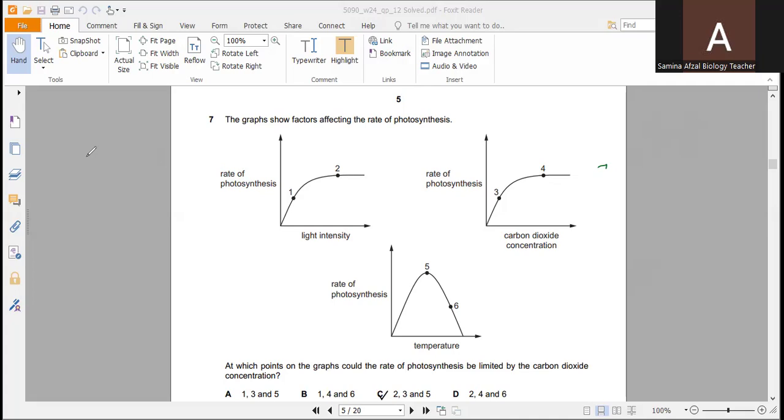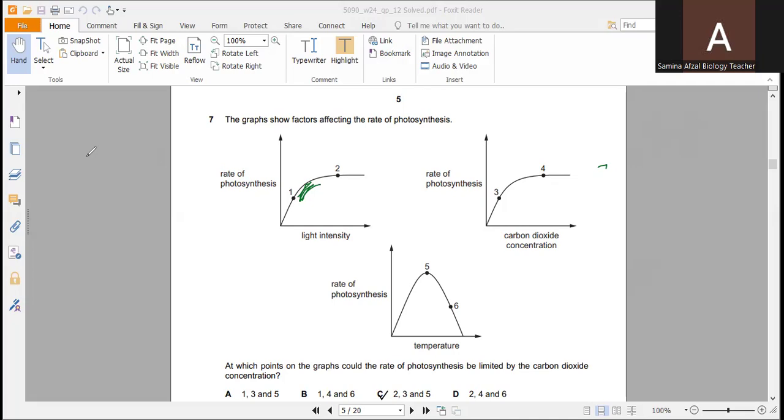So at which points on the graph would the rate of photosynthesis be limited by the carbon dioxide concentration? First of all, we will discuss point number 1. At this point, you can see the rate of photosynthesis is increasing rapidly with increasing light intensity. So this suggests that light intensity is limiting the rate at point 1. Then at point 2, you can see the rate of photosynthesis has plateaued.